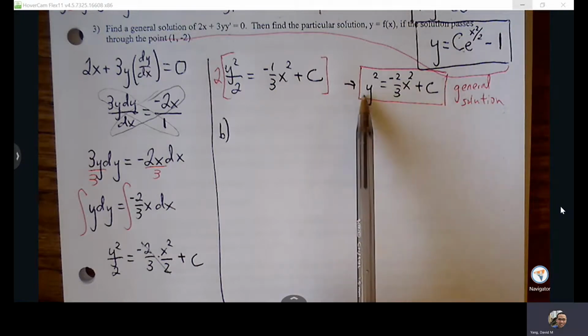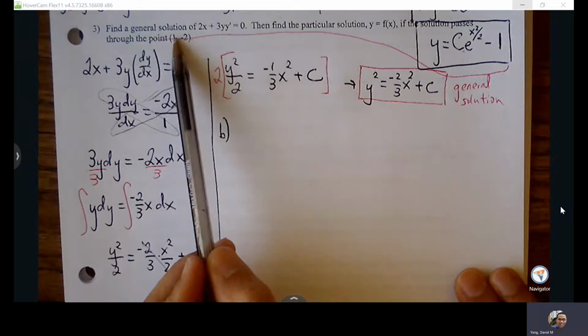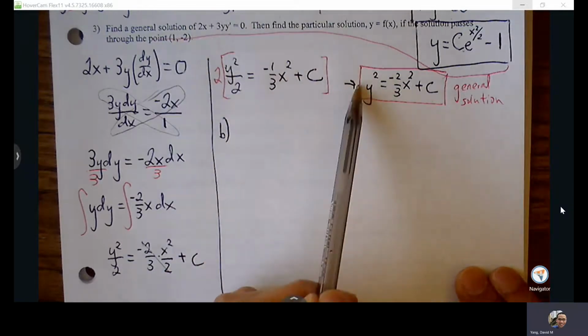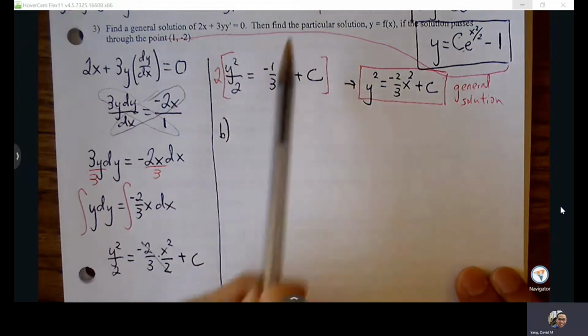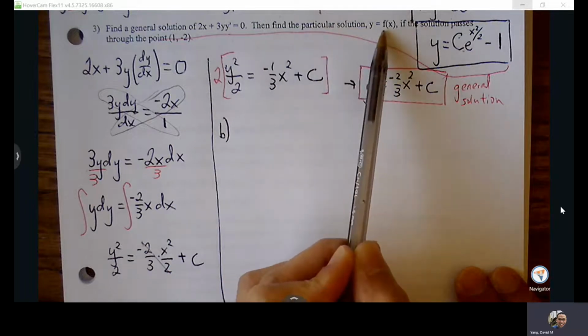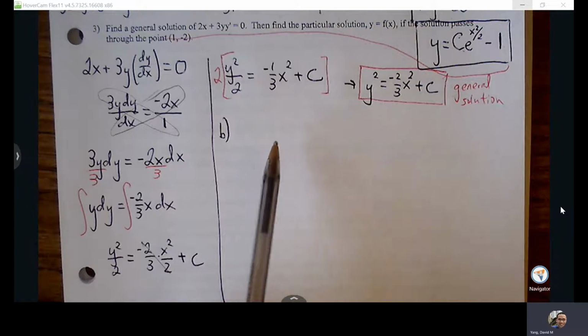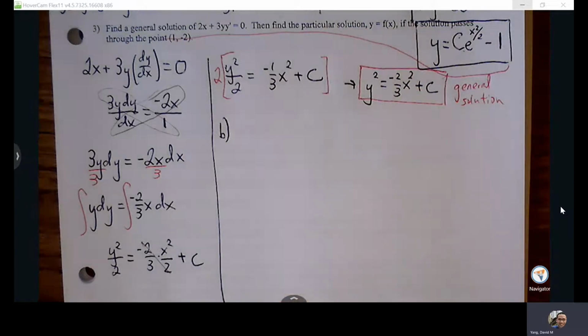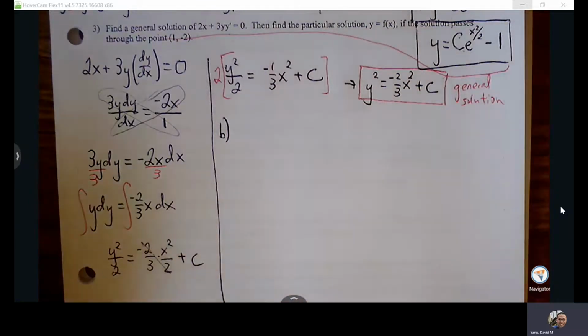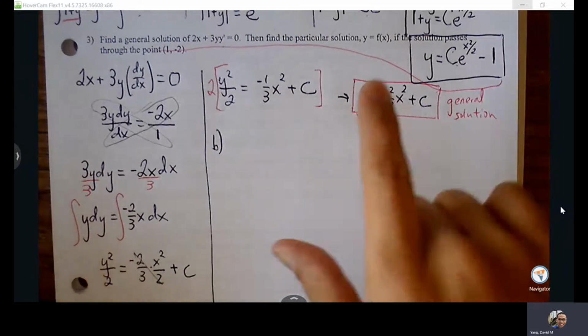Yeah, we can leave it like this. It's asking for just a general solution. It's not asking for a function, which is okay. But for part B, it says find a particular solution as y equals f of x. So here we do want to solve for y. When we get down to part B, we're going to involve the square root because we are going to ask for a function for part B.